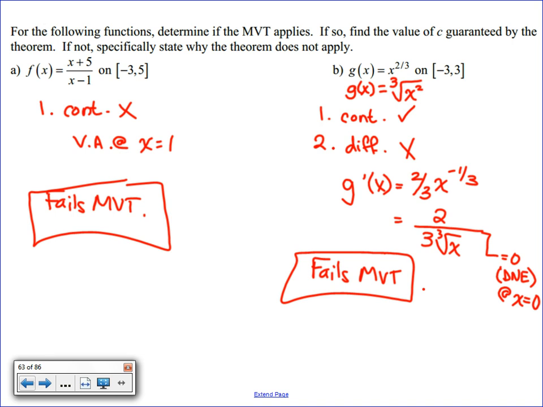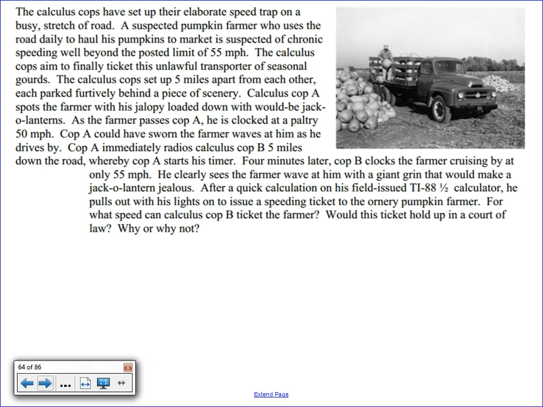Anybody have good vocabulary? Want to read what's next? See if I can pronounce all the words right this time. The calculus cops have set up their elaborate speed trap on a busy stretch of road. A suspected pumpkin farmer who uses the road daily to haul his pumpkins to market is suspected of chronic speeding well beyond the posted limit of 55 miles per hour. The calculus cops aim to finally ticket this unlawful transporter of seasonal gourds. The calculus cops set up 5 miles apart from each other, each parked furtively behind a piece of scenery.